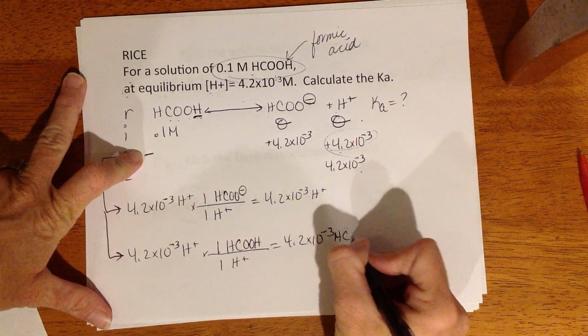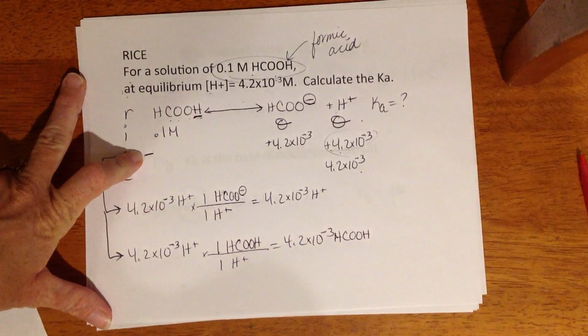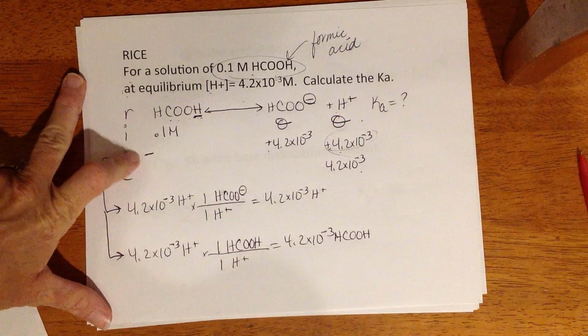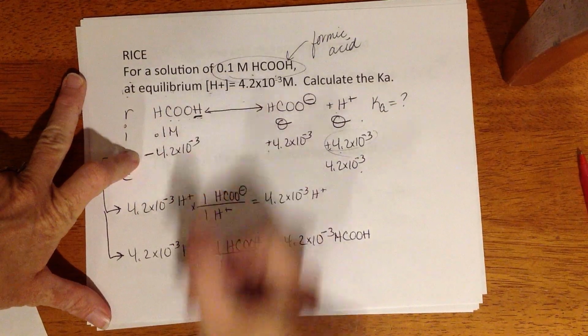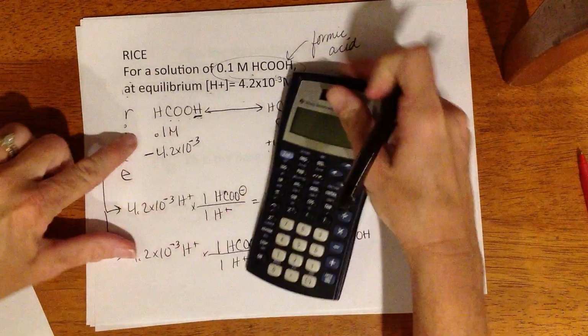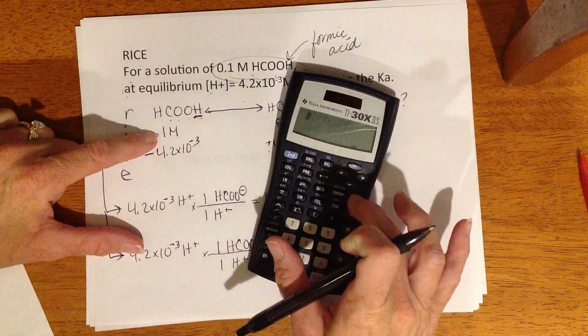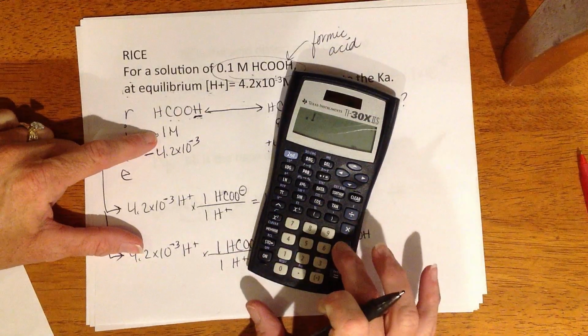Oops, I almost miswrote it. Sorry. Since these are made, this is lost. So this I'm going to do on my calculator. I have sig fig issues, I'm fully aware. I'm just trying to get you through the material.